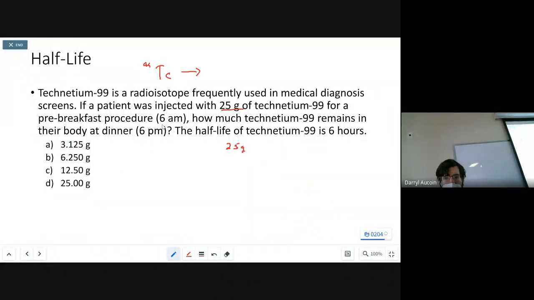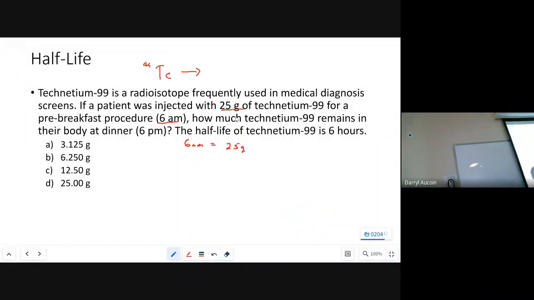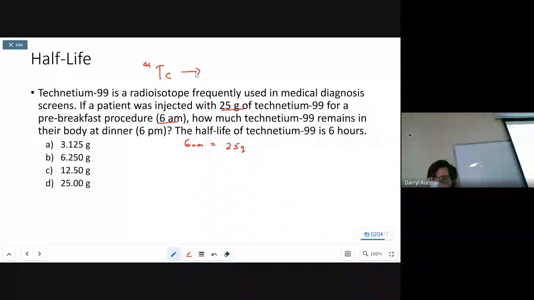And do they tell us what time? They tell us the time. So 6 a.m. So we can write that down too. So we're just kind of writing down all the information we have. So at 6 a.m., we have 25 grams of this particular material. And they want to know, basically, in this case, how much remains. So you had some amount, you started with 25, and you're going to end with question mark.